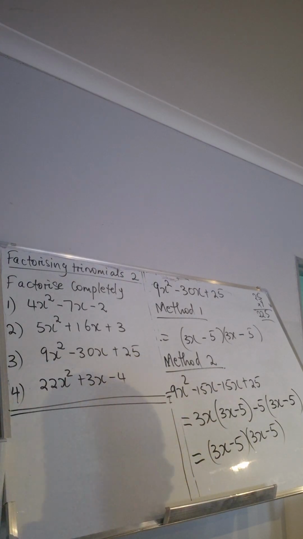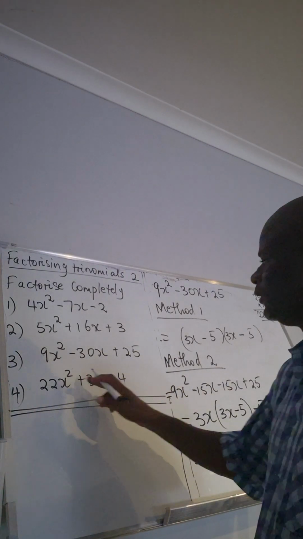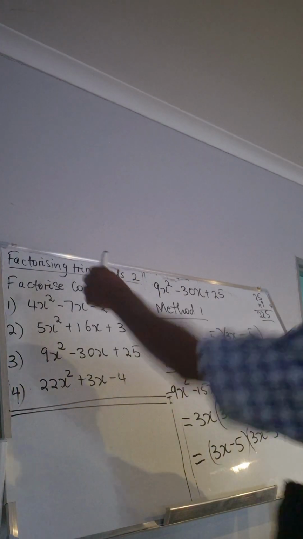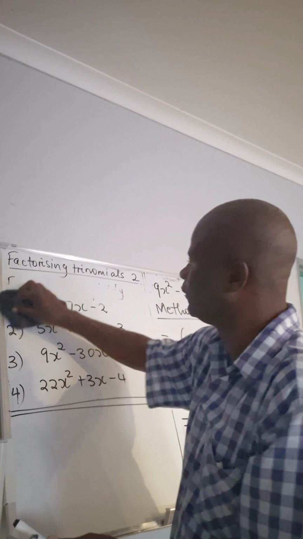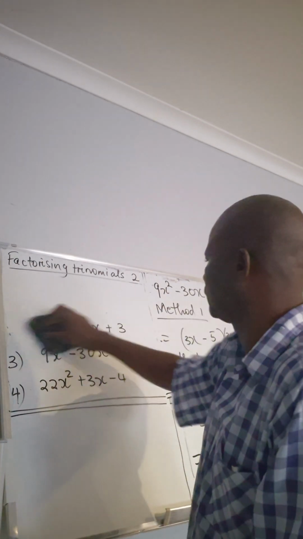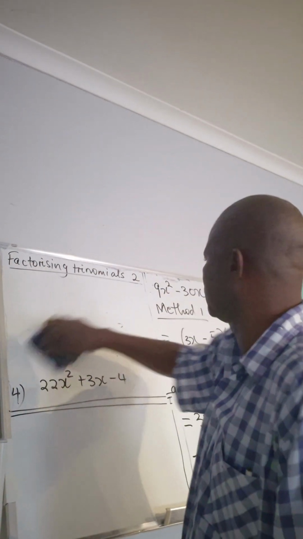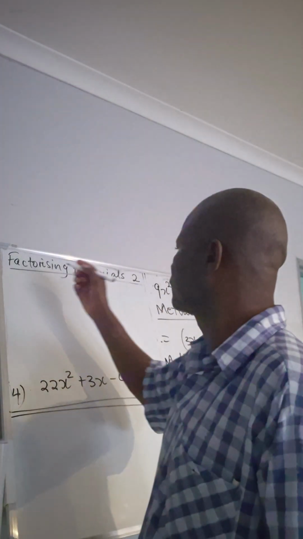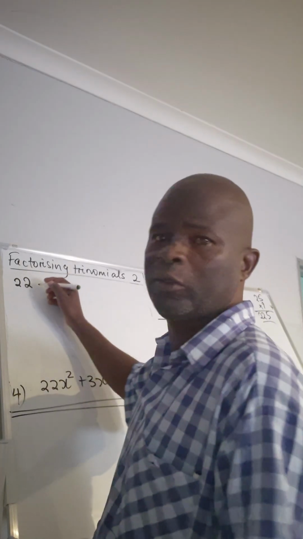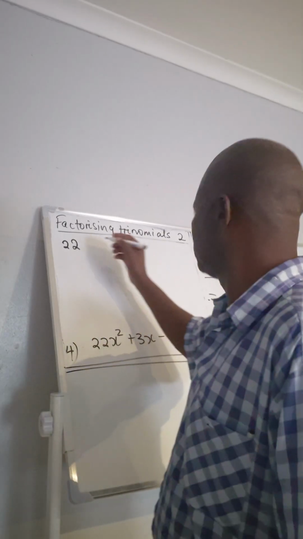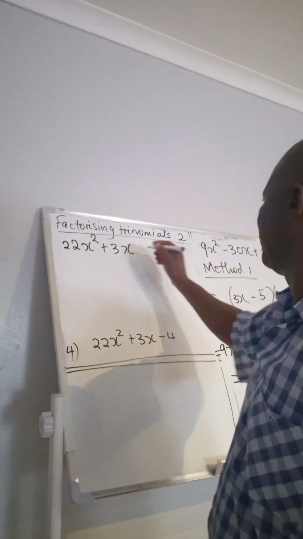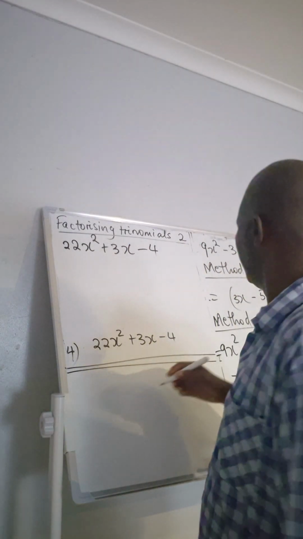Right, the last one is this one. Let me do it here. Right, factorize completely. We have 22x squared plus 3x minus 4.